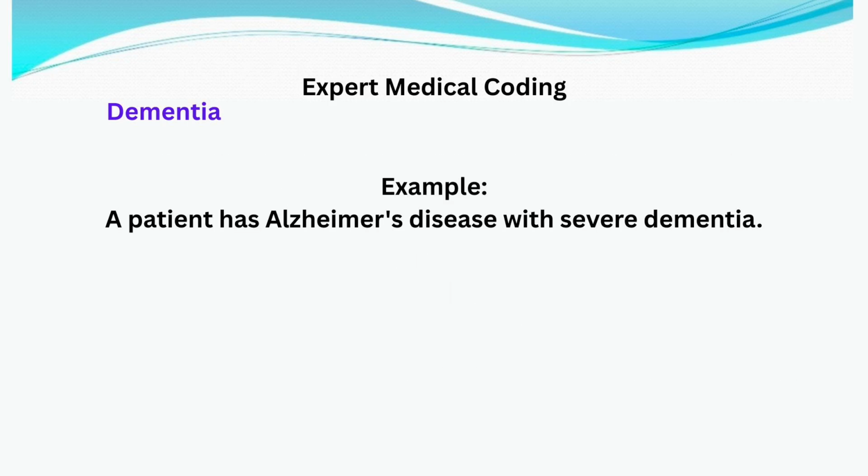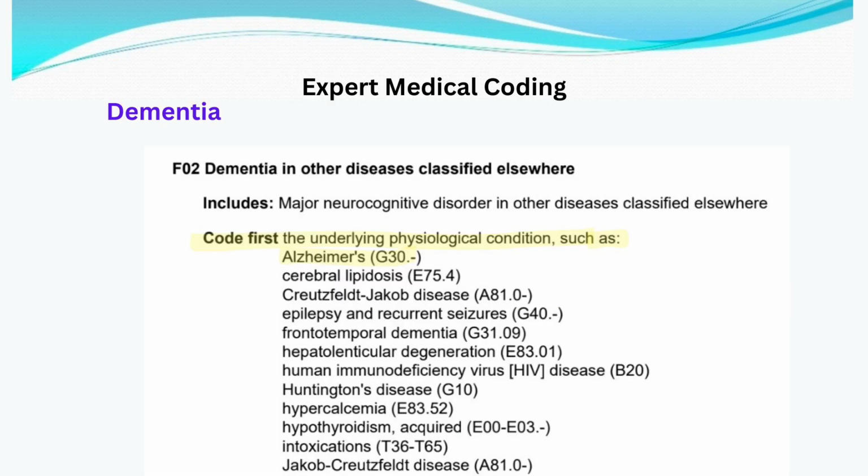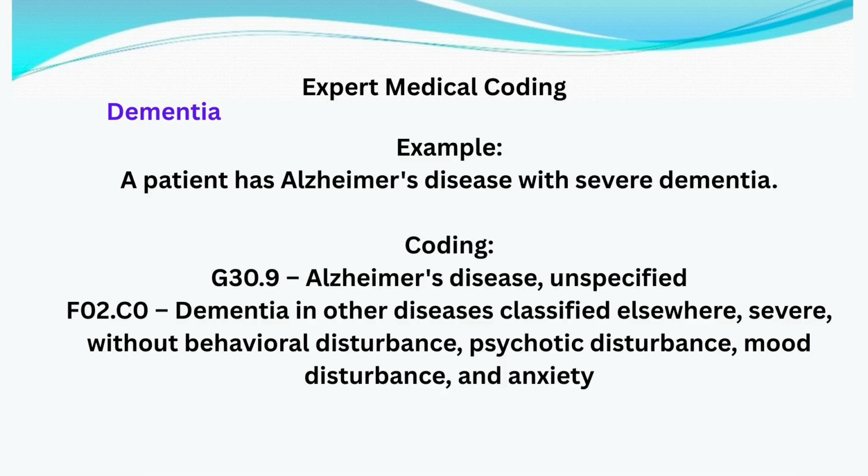A patient has Alzheimer's disease with severe dementia. So in this scenario, we have to assign two codes: G30.9 Alzheimer's disease unspecified first, and then F02.C0 dementia in other diseases classified elsewhere, severe, without behavioral disturbance, psychotic disturbance, mood disturbance, and anxiety. So why have we coded Alzheimer's disease first? Because if you go to the tabular list and search for the F02 category, there you will find a code first instruction: code first the underlying physiological condition such as Alzheimer's. So that's why we have coded the Alzheimer's code G30.9 first and then F02.C0.